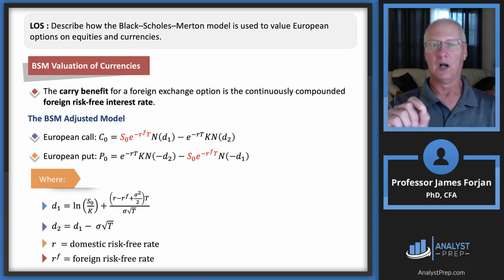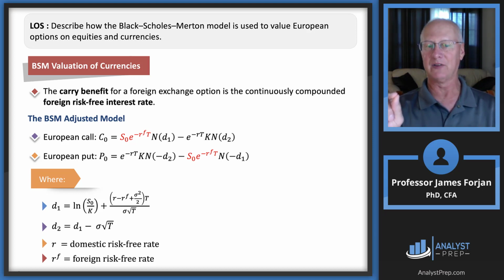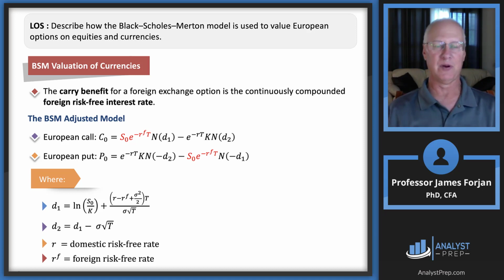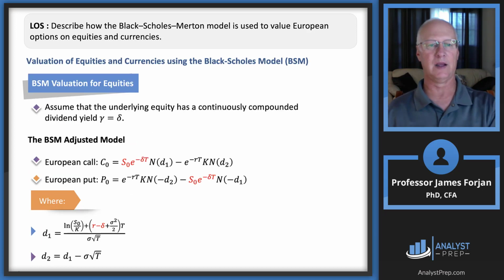And so look at the European call all the way at the end. That's still e to the minus RT. So that is still the domestic risk-free rate of interest. But now we're going to take the present value, so to speak, of the stock price, and we're going to use that foreign risk-free rate adjustment. So look here, back here. Here we're discounting at the dividend yield stock price.